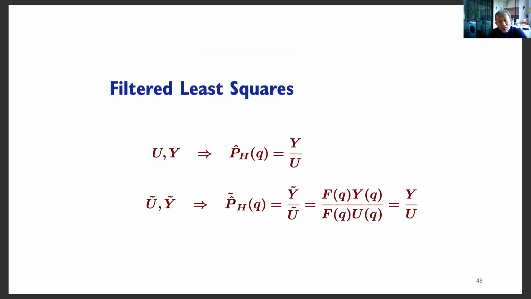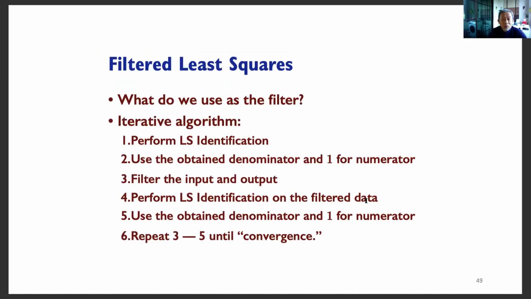Okay, so the estimated filtered transfer function will become filtered Y over filtered U, which is equal to F·Y divided by F·U, which is equivalent to Y over U. So what do we use as the filter?